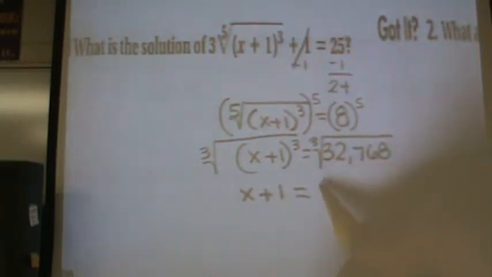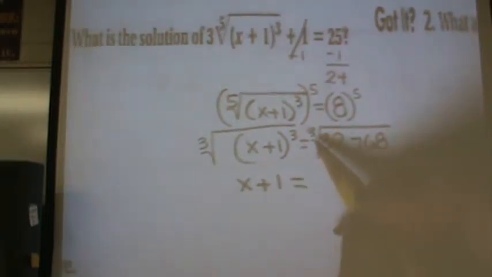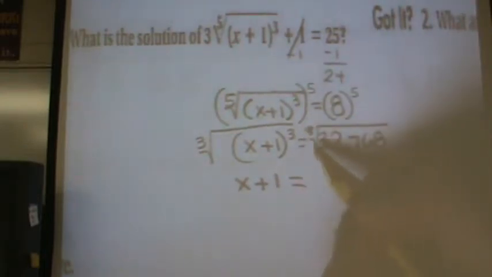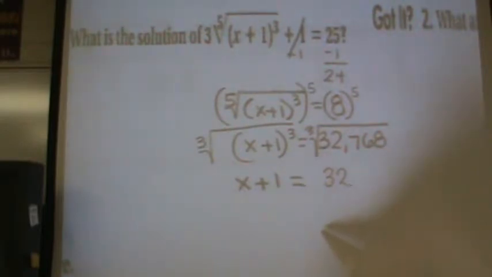Now, on your calculator, do I need to write plus or minus on this one? No. When the exponent is an odd number, you don't do plus or minus. It's just the cube root of 32,768, which is 32. And now what do I do? I'm gonna minus 1. What is -1 plus 32? 31.